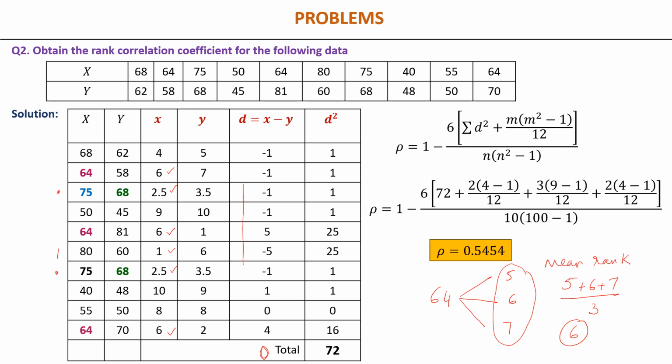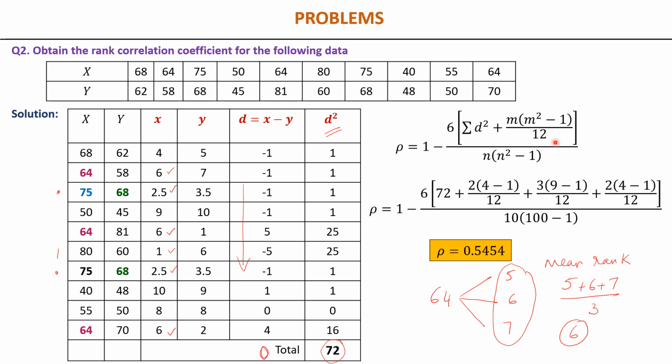When you add all this, it should give you 0, and only then go in for the calculation of d square. So you have sigma d square to be 72. Now, because there are repetitions in the marks and therefore repetitions in the ranks, a correction factor has to be applied in the formula. And you see what we have done?